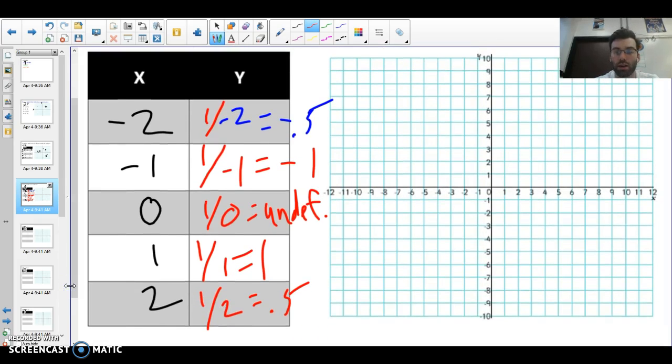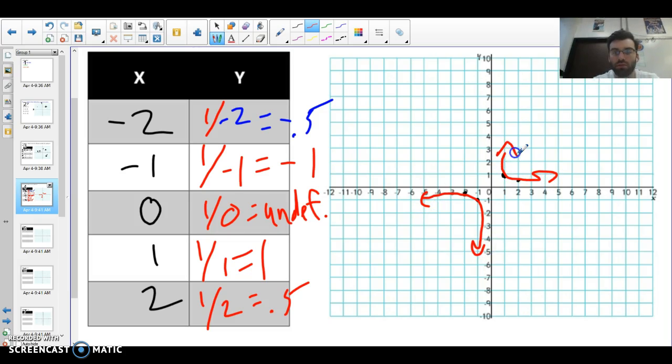All right, negative 2 comma negative 0.5 is about right there. Negative 1 is right there. 1, 1 here, and 2, 0.5. Remember, I told you your graph should look something like that.